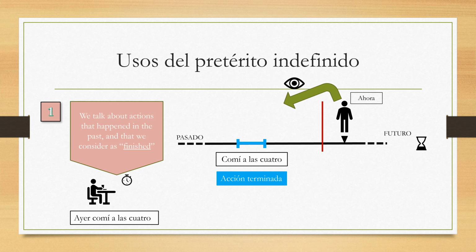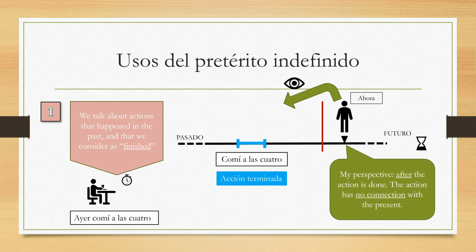My perspective is going to be of looking back after the action is done. For me, the action has no connection with the present. So not only the action is finished, but it's also unrelated to the present. We can indicate something like ayer no hice los deberes, which is a one-time action. In this case, I didn't do the action. Yesterday, I didn't do my homework.